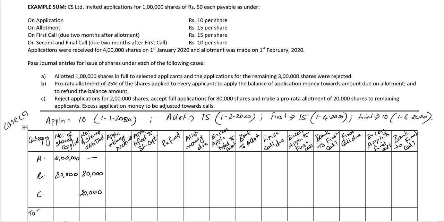The total of the number of shares applied column should come to 4 lakh shares. And the total of number of shares allotted column should come to 1 lakh shares. Now the balancing figure, 4 lakh minus 2 lakh 80,000, is 1 lakh 20,000 shares.